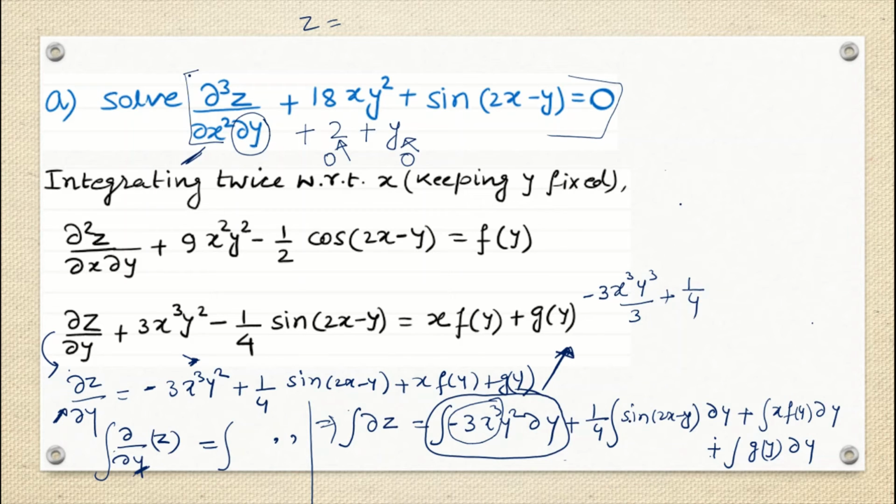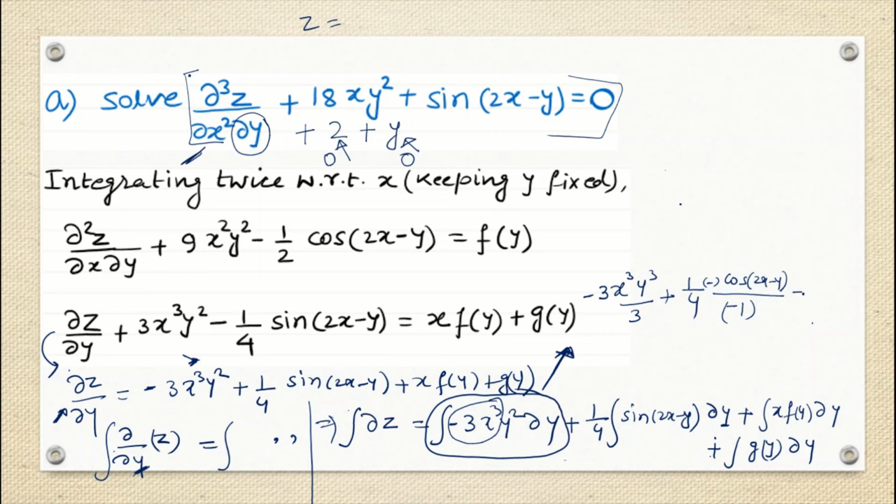Plus this is nothing but 1/4 integration of sine will give me minus cos, correct? So this is nothing but minus cos(2x − y). Okay, but the integration is with respect to y, and the coefficient of y is what? The coefficient of y is minus 1, right? So I'm writing down in the denominator minus 1. Fine, I think this concept is clear.